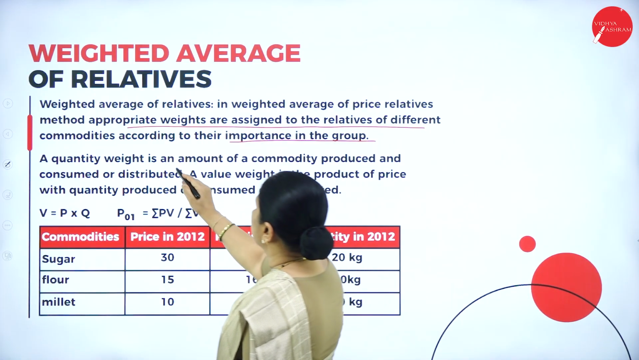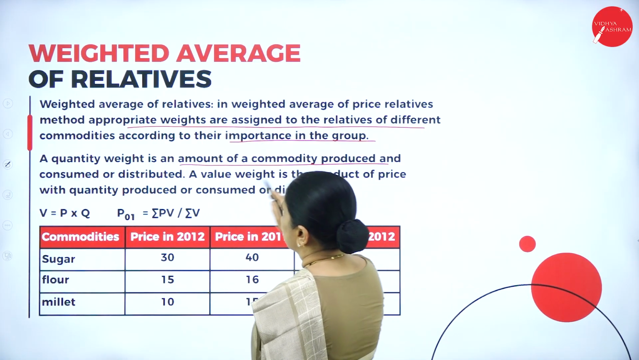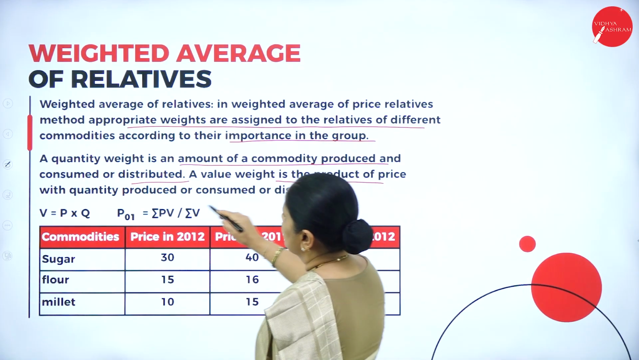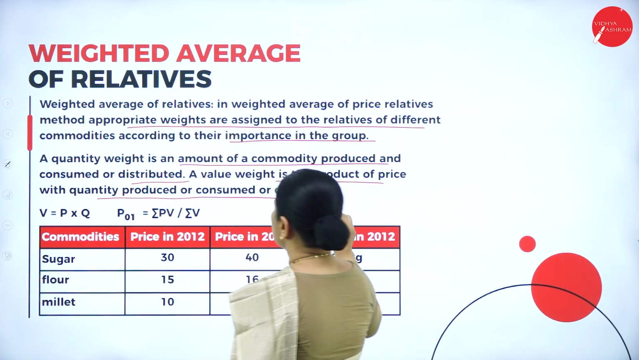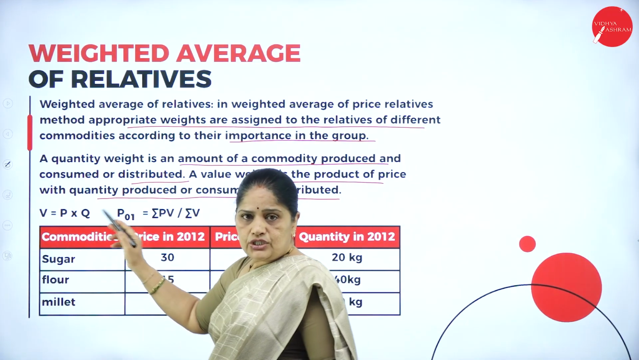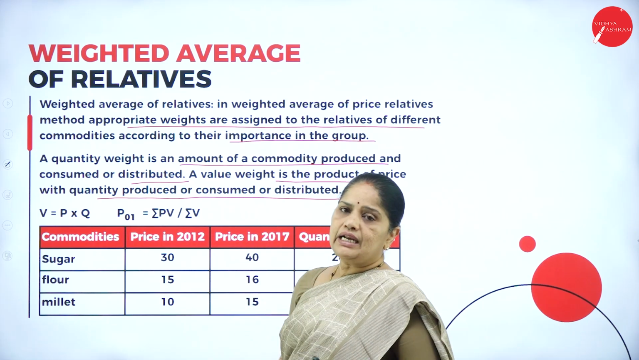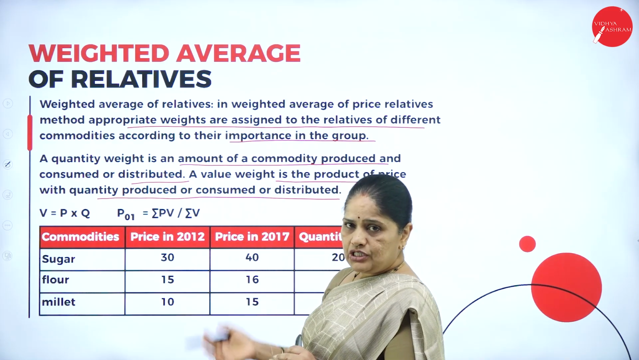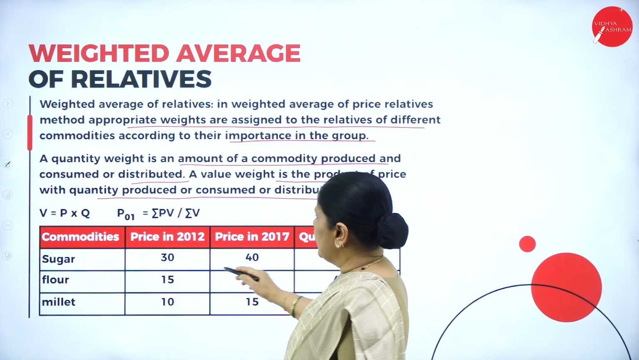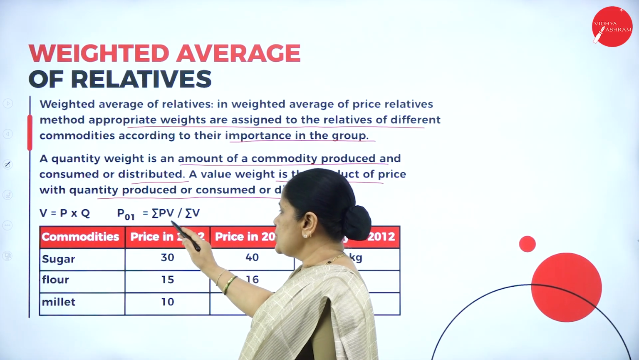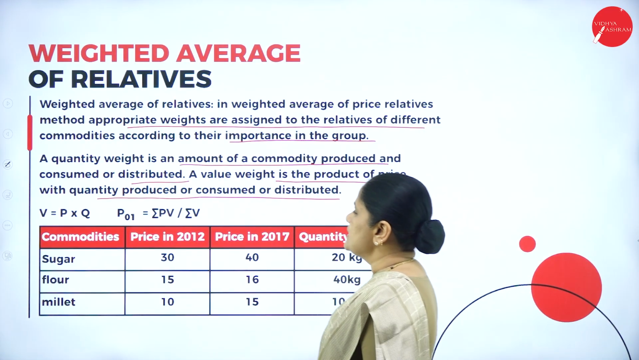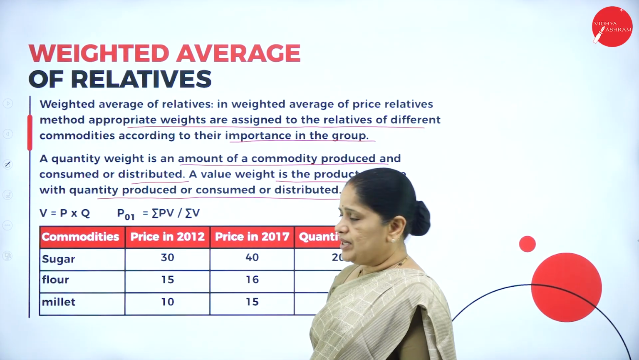A quantity weight is an amount of commodity produced and consumed or distributed. A value weight is a product of the price with quantity produced or consumed or distributed. So value equals price into quantity. If you have to find the value, it will always be the price into the quantity. So the price index will be summation PV by summation V. So PV is price relative into value, divided by summation V.